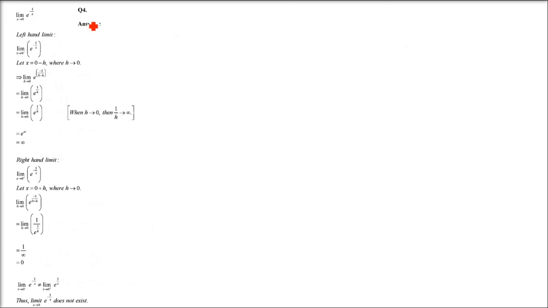Question number 4. Now we have to show that the limit x tends to 0, e to the power minus 1 by x does not exist. So we'll do the same thing here. I'll just show you what we are going to do briefly. So we'll say limit x tends to 0, e to the power minus 1 by x. Now we know x tends to 0, that means it's a critical point. That is the point where we have to check the limit.